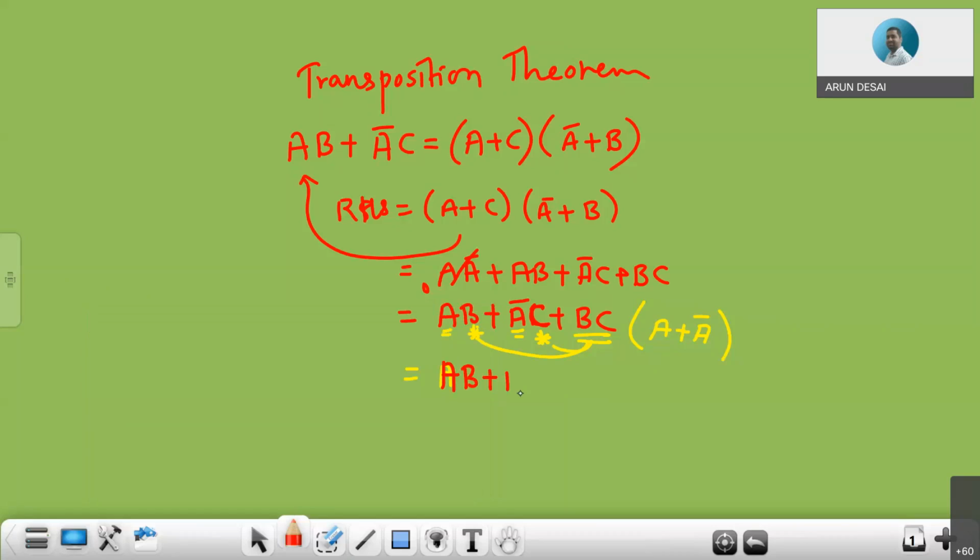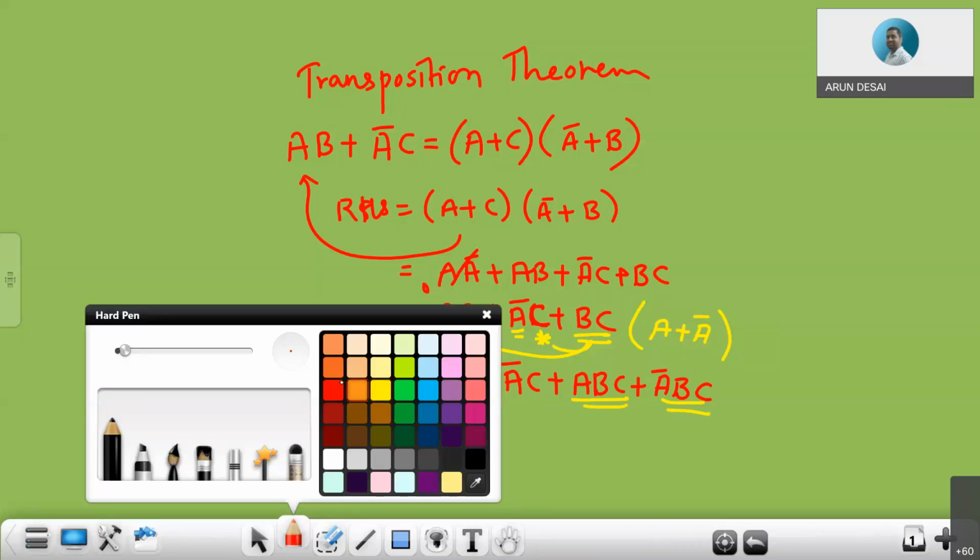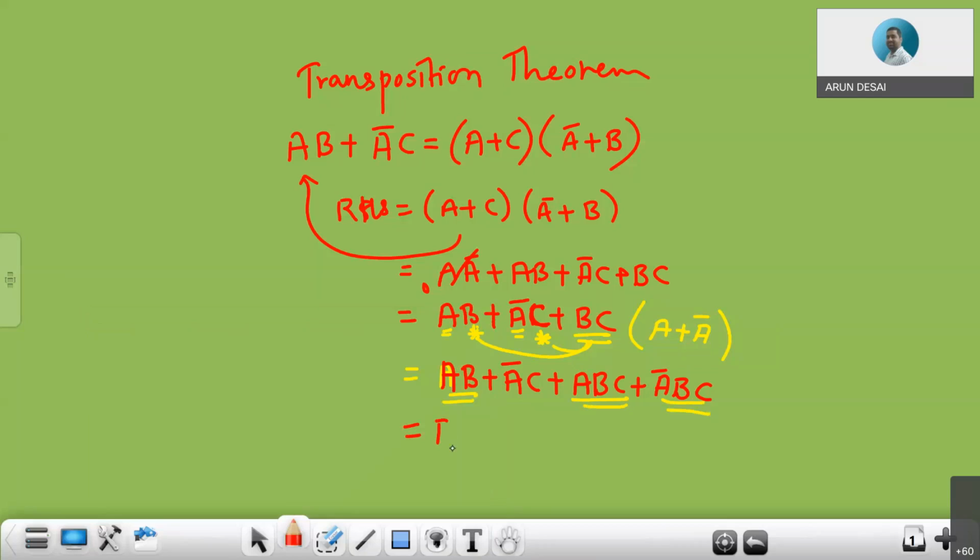AB plus A complement C plus ABC plus A complement BC, right? So what is common there? AB is common in those terms, right? We'll put AB as common there, then 1 plus C plus C, right?